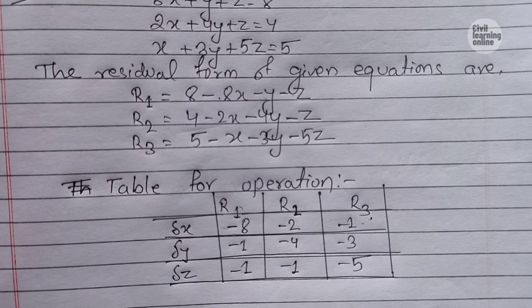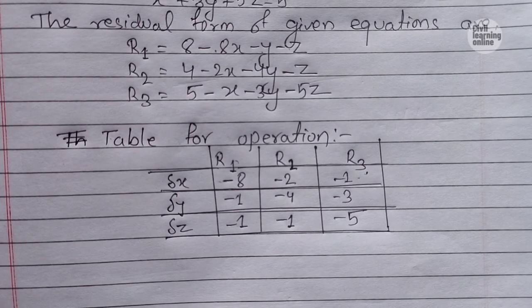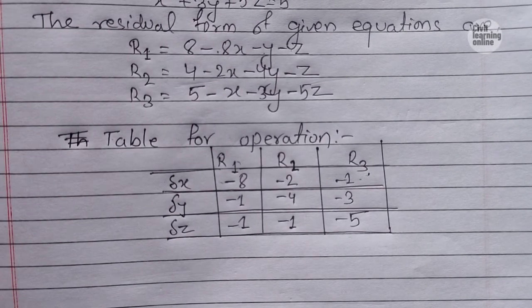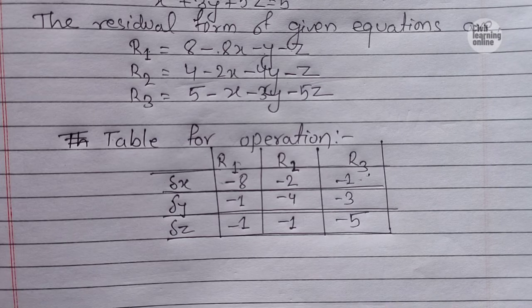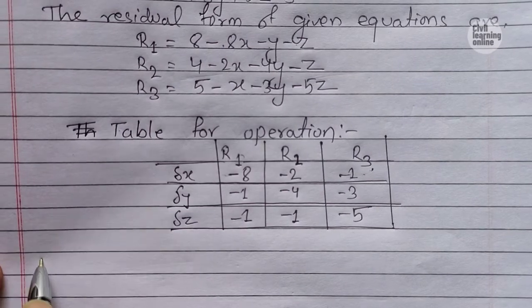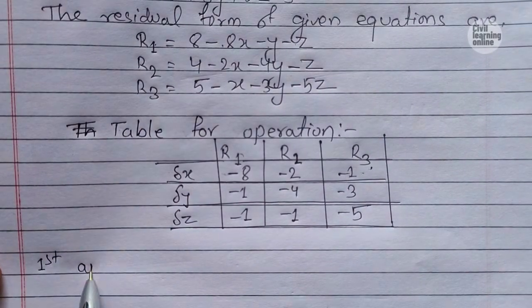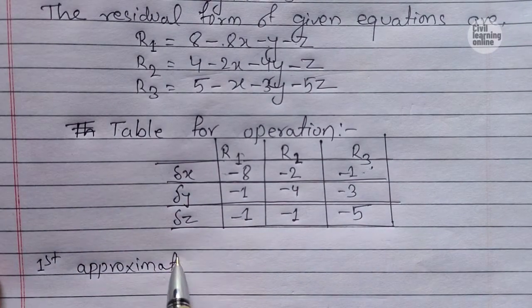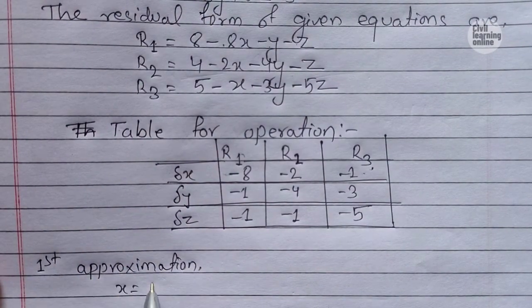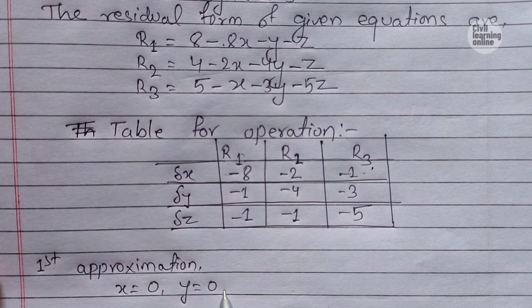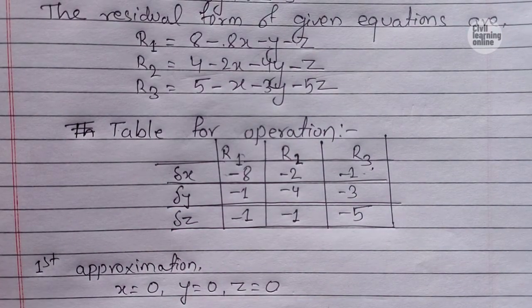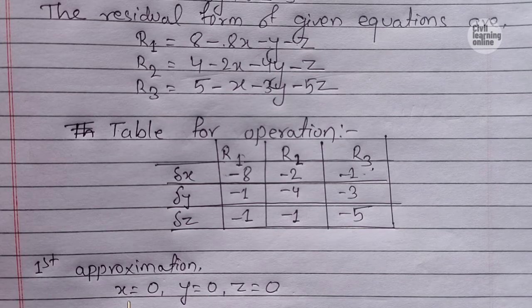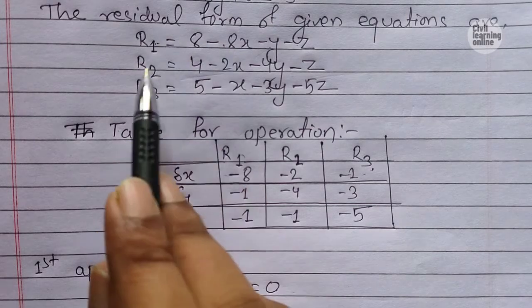Now let's begin with our first approximation. In the first approximation we will begin by taking the value of x equals 0, y equals 0 and z equals 0. Now let us see how it is done. For the first approximation we take x equals 0, y equals 0 and z equals 0. Now guys, we have to put these values in the equations r1, r2, r3.